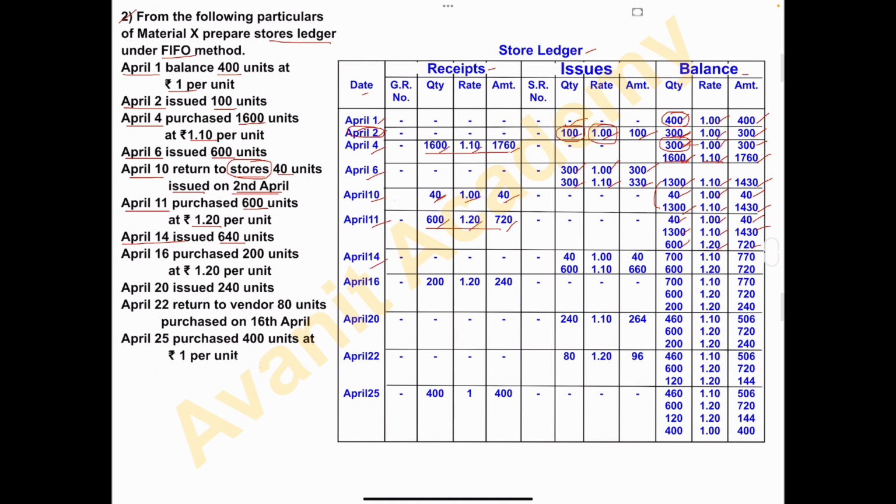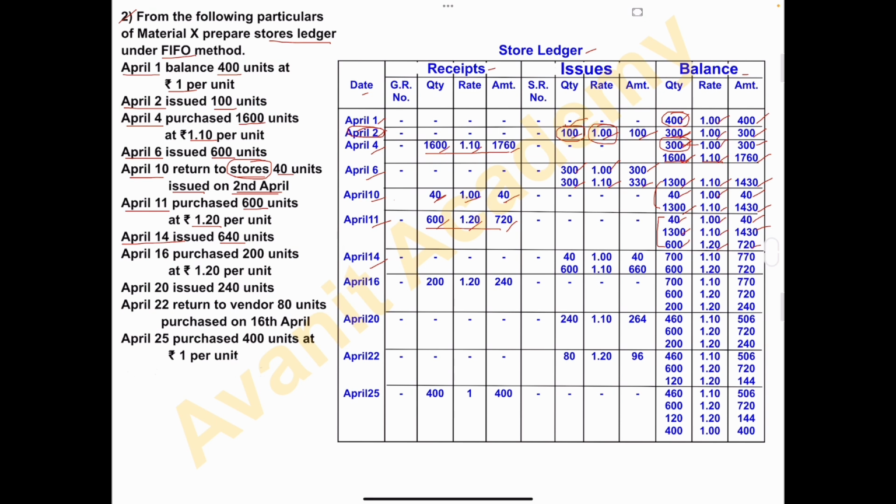See the solution. April 14th, receipts column nil. So total how many units we have to issue? 640. Before issuing the goods, see the balance. What we have? We have 40 units, next 1300 and 600. Three different types of stocks we have, three different rates.